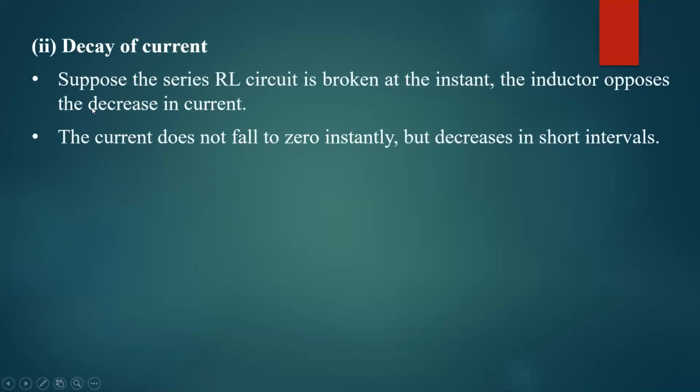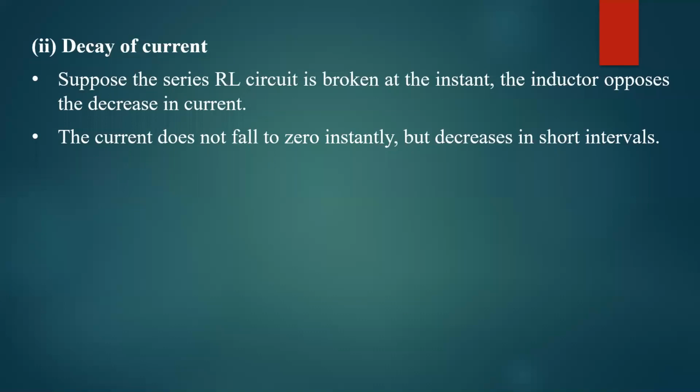So today we will consider the decay of current in the series RL circuit. Let us take the case of a series RL circuit where a resistance and an inductor are connected in series. If it is broken at the instant, broken means it is disconnected, the battery is disconnected, and the inductor opposes the decrease in current because of electromagnetic induction. The current does not fall to zero instantly, but decreases in short intervals.